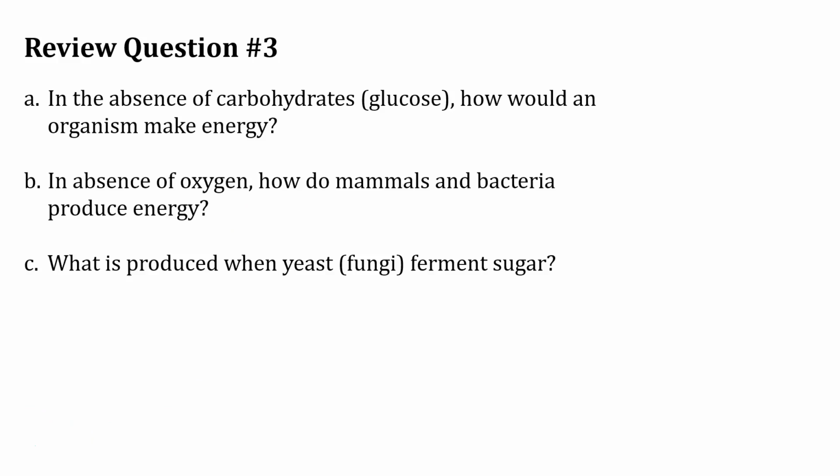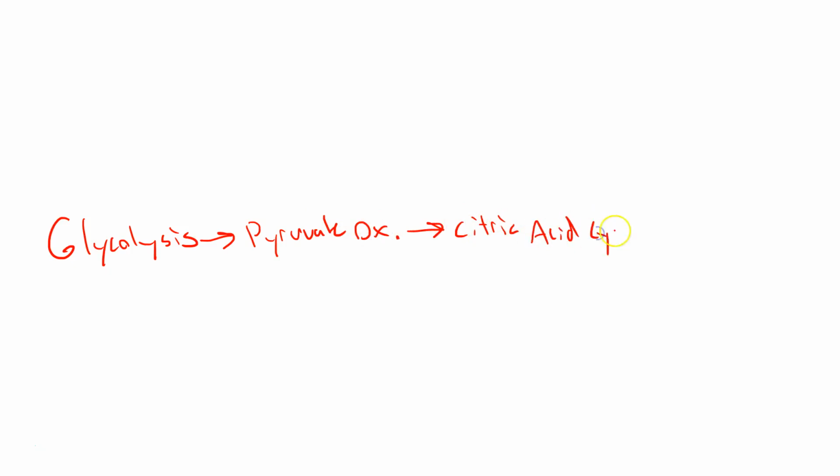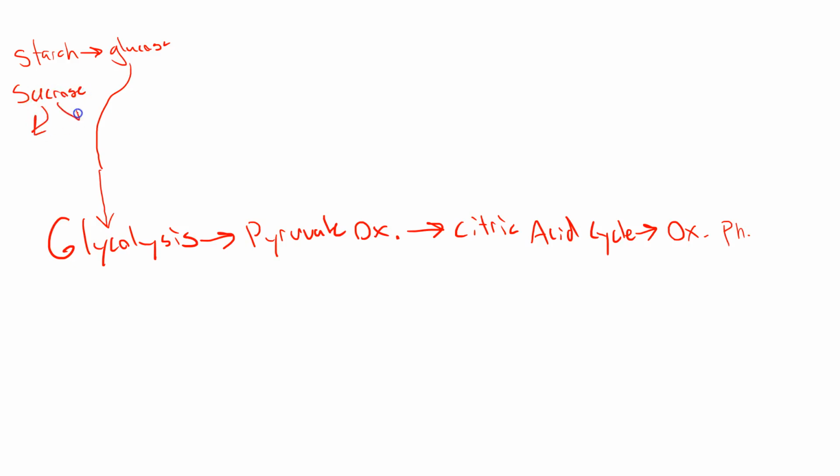All right, so let's take a look. Part A. In the absence of carbohydrates, how would an organism make energy? So this is, again, we've got our 4 steps. We have glycolysis. We have pyruvate oxidation. We have the citric acid cycle. And lastly, we have oxidative phosphorylation. All right, so we said glucose is the thing that normally gets fed into glycolysis, but we could have starch be converted to glucose, and then that would go in. We can also have something called sucrose get converted into its individual monomers, which are glucose and fructose.